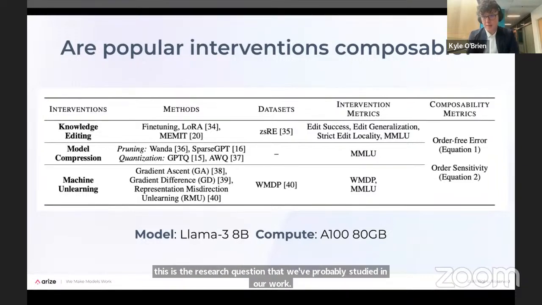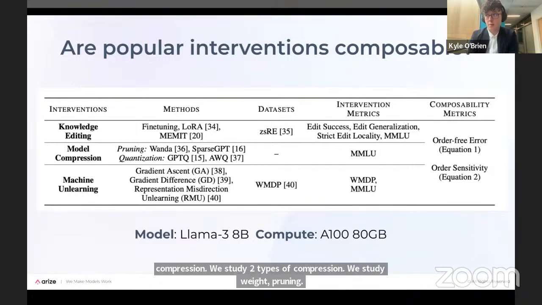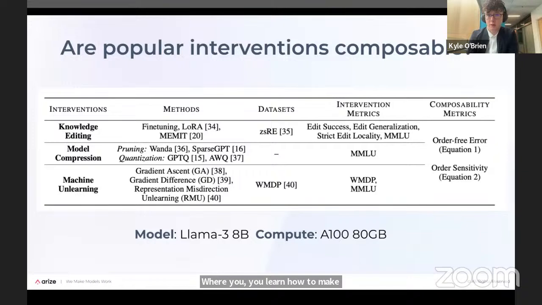For the techniques that we study, for editing, we study the popular MEMIT model editing technique, along with some fine-tuning based approaches, full parameter fine-tuning and LoRA. For datasets, we use some popular question answer datasets in the model editing literature, and we use various editing metrics. For compression, we study two types of compression. We study weight pruning, where you learn how to make your model more sparse so have a larger number of its weights set to zero while still maintaining overall performance, and quantization, where we reduce the precision of our model's weights, which takes up less compute, and is perhaps the most popular compression technique.